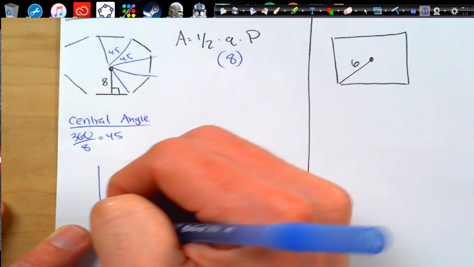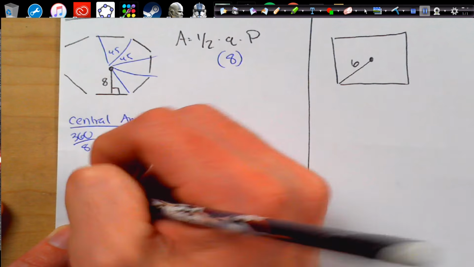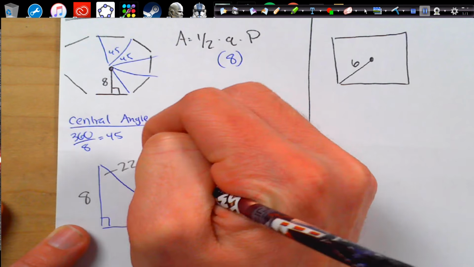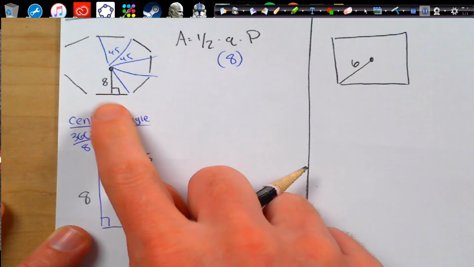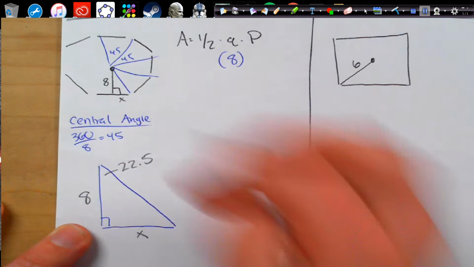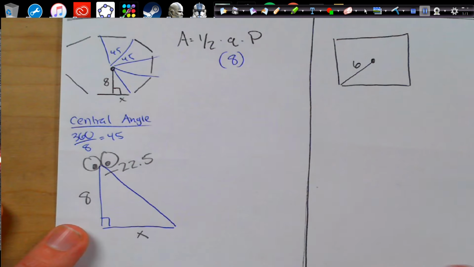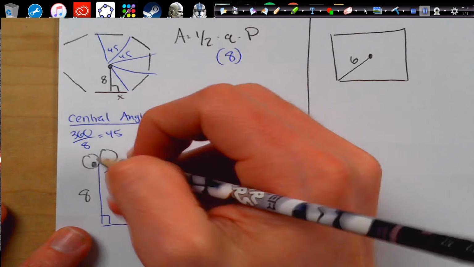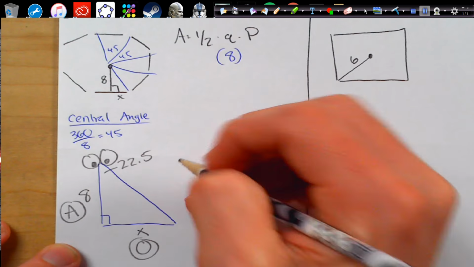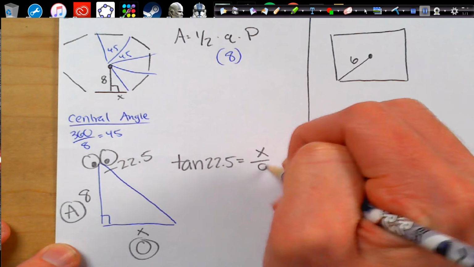When I draw the triangle outside, they give me the apothem of 8, and this is going to be half of 45, so it's going to be 22.5. I need to find the side length down here of x, so we're going to have to use trig, because this is not a special right triangle. We have opposite and we have adjacent, so we're going to use tan. The tan of 22.5 equals x over 8.